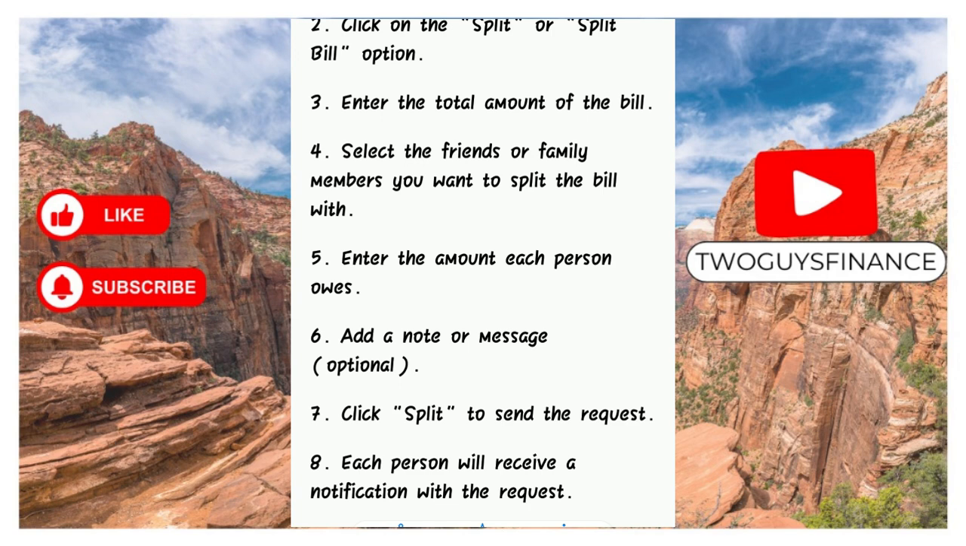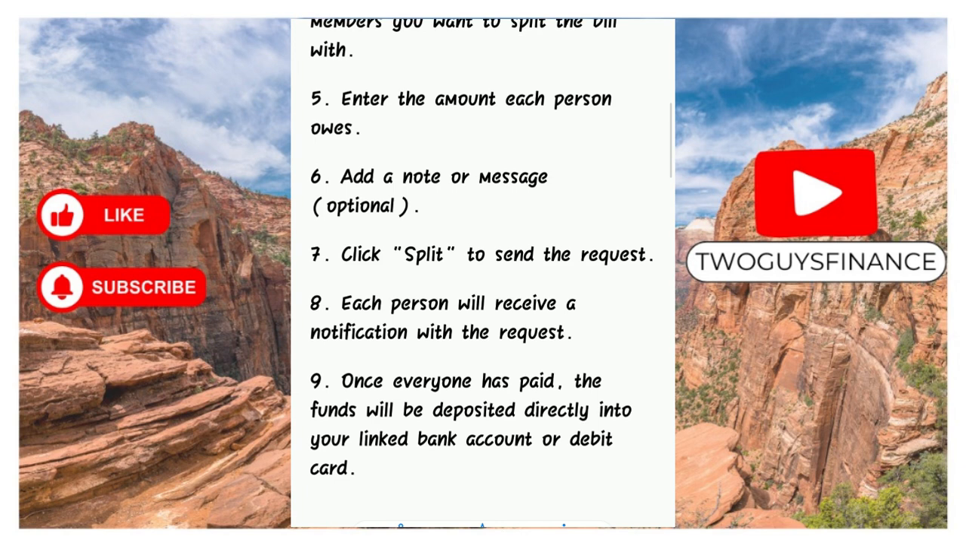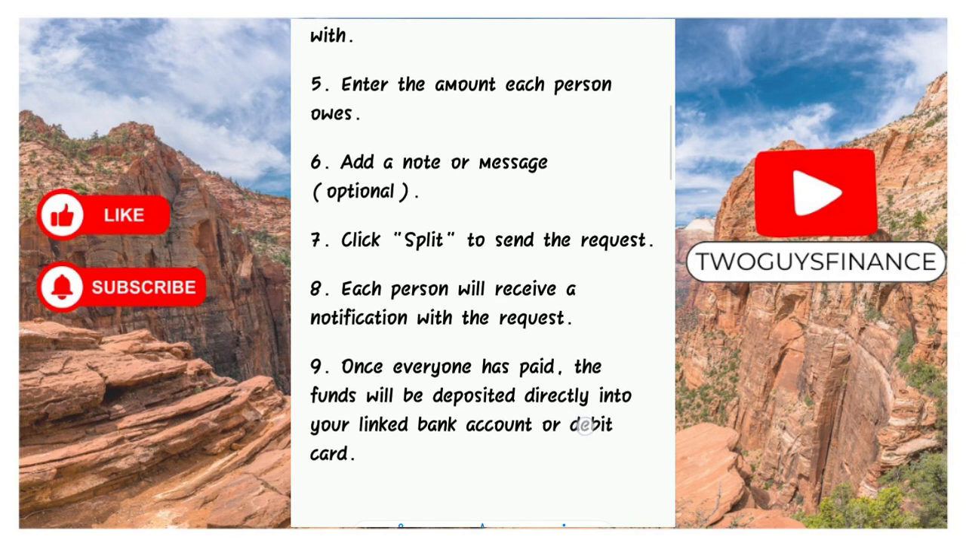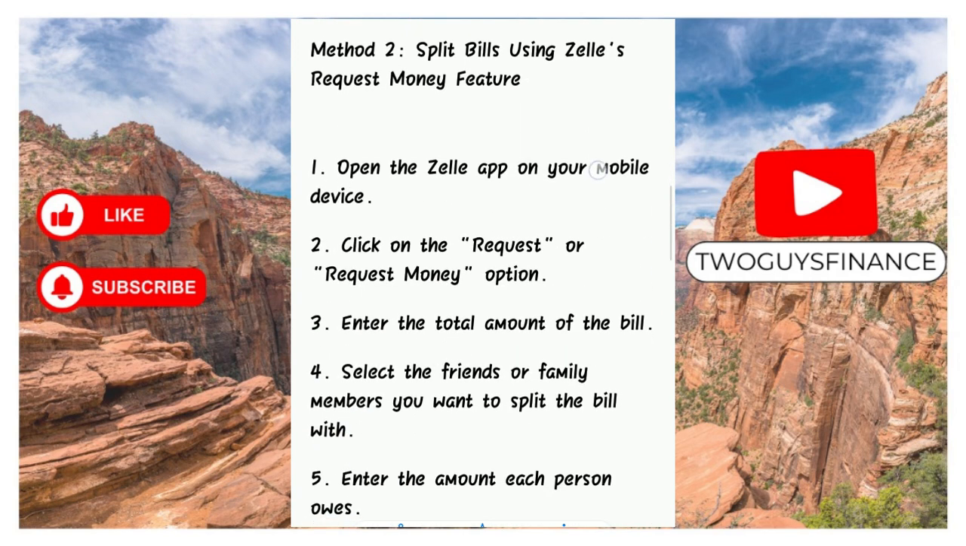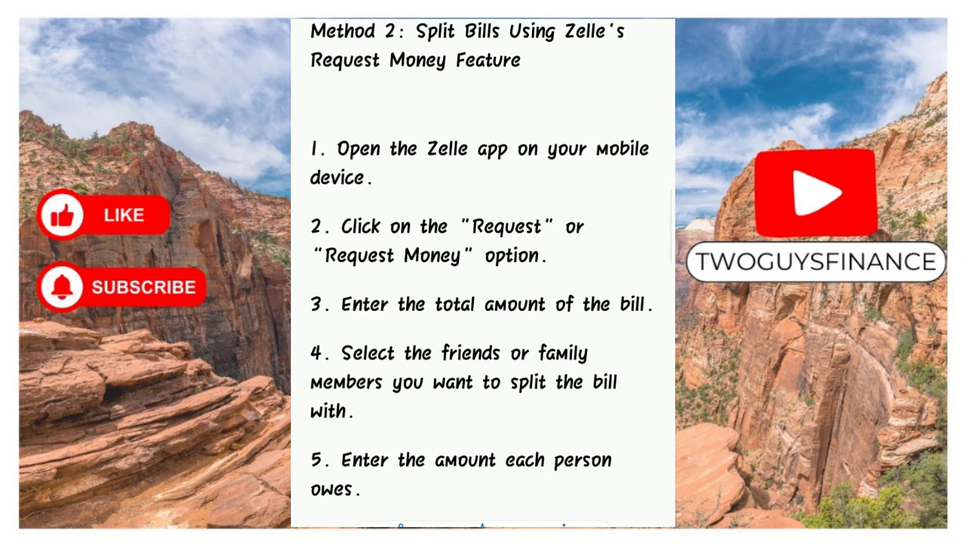Now once you've sent it, each person is going to receive a notification with the request, and once everyone has paid, the funds will be directly deposited into your linked bank account or your debit card. That's the first method. Now the second method, of course, is to split bills using Zelle's request money feature.